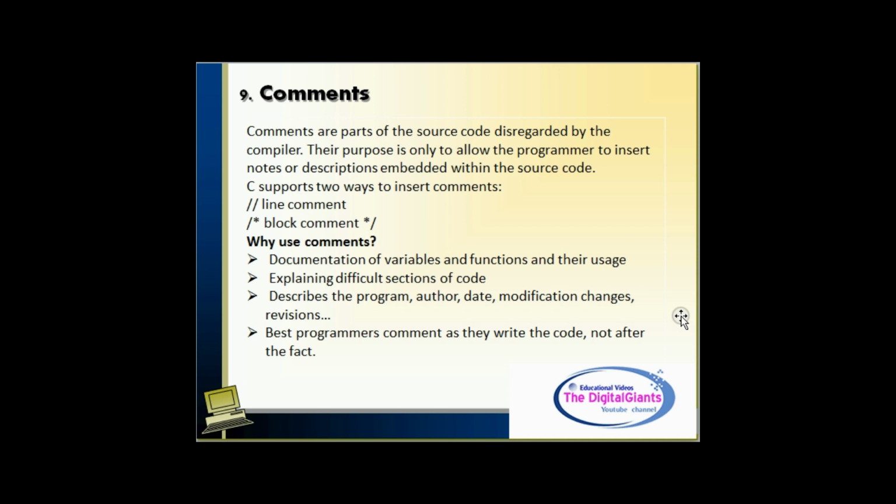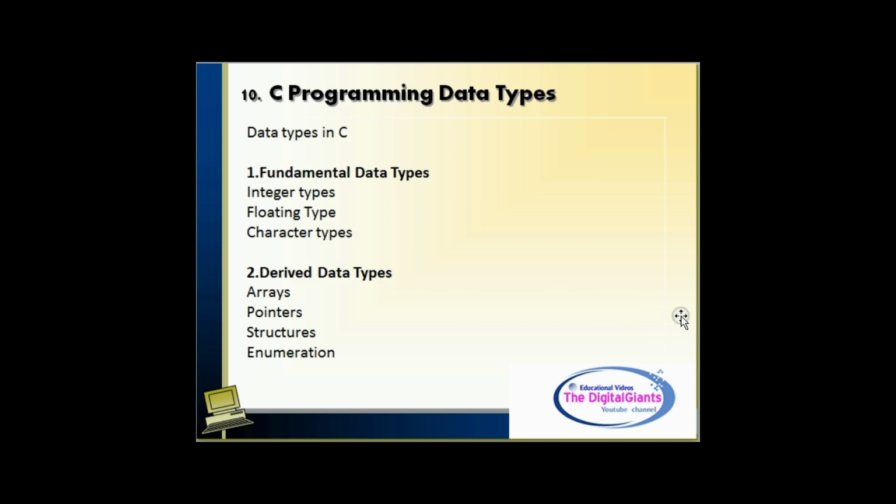C programming data types. There are a couple of data types in C programming, and we are going to focus on what is mainly used today. First one is fundamental data types. They include integer types, floating types, and character types. And for derived data types, it includes arrays, pointers, structures, and enumeration.